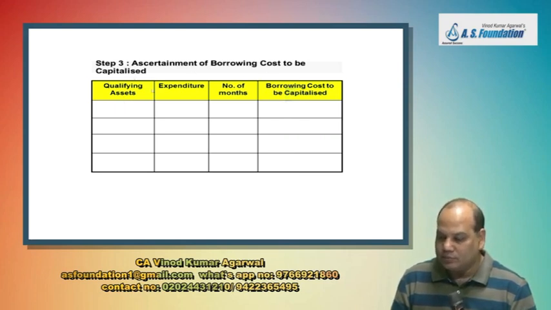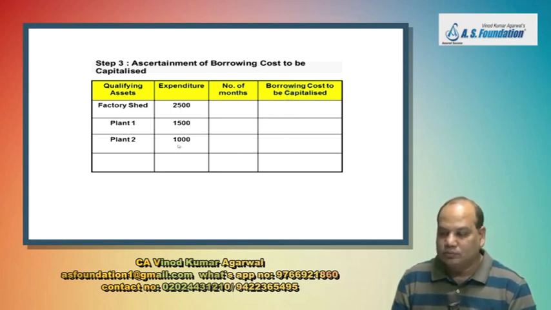Qualifying asset, expenditure, number of months, and borrowing cost to be capitalized. Qualifying assets are 3. Factory shed, 1 line blank. Plant 1, 1 line blank. Plant 2. Expenditure 2500, 1500, 1000. Number of months 12, 9 and 7.